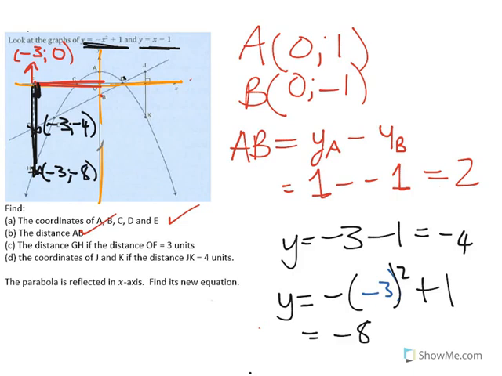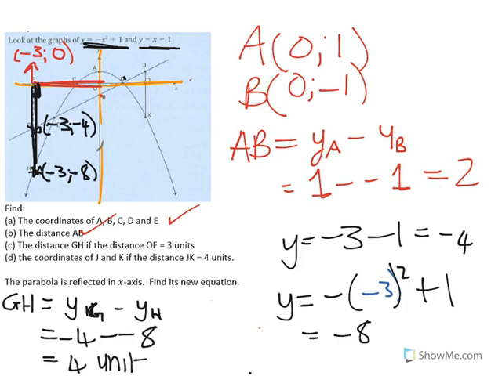And so now that we know the y coordinate of G and the y coordinate of H, we can work out the distance GH, because GH is just going to be equal to, again, the y coordinate of G minus the y coordinate of H. So that would be -4 minus -8, which is -4 plus 8, which is 4 units. And that makes sense. There is a difference of 4 between them. Right? So we've done that now.